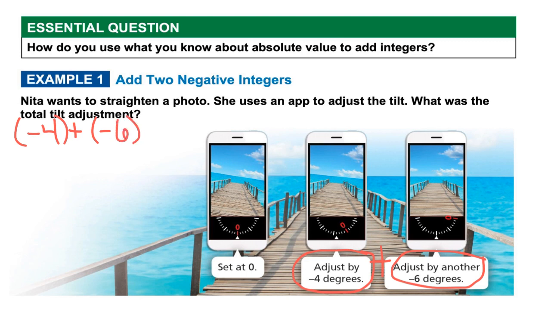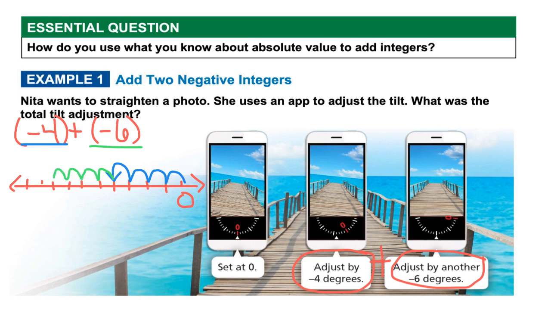There are a couple of ways to think about this. We could draw a number line. We could put home base. I'm going to put home base down here because I know I'm going to be going in the negative direction. I can start with -4: 1, 2, 3, 4 in the negative direction. Then continue in the negative direction 6 more: 1, 2, 3, 4, 5, 6. And I just have to figure out where that is.